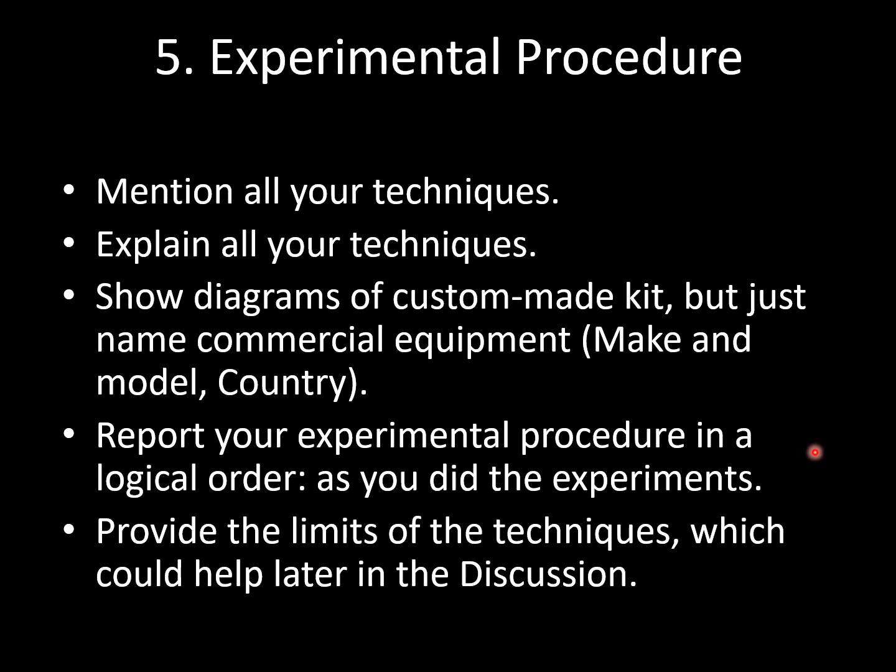Report your experimental procedure in a logical order as you did the experiments. So you'd probably start off with where you sourced your raw materials, how you made your big samples, how you cut them up into your small samples, and how you prepared those small samples for the particular things you were doing. And remember to do it in a logical order. So don't talk about analysing them before you've made them. And then it's helpful to provide the limits of the techniques, if you know them. And if you don't, go and find out, because that could help later in the discussion if you get strange results.